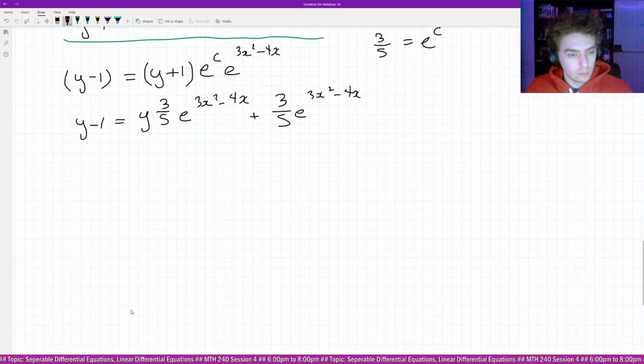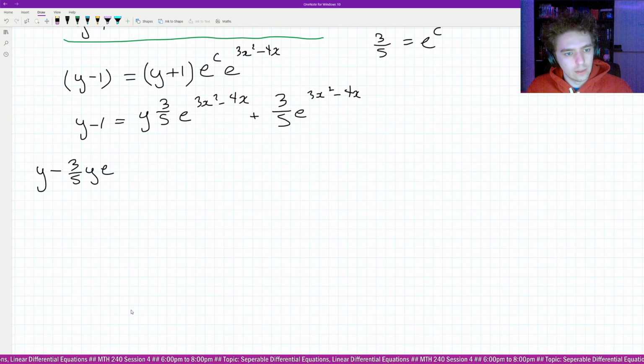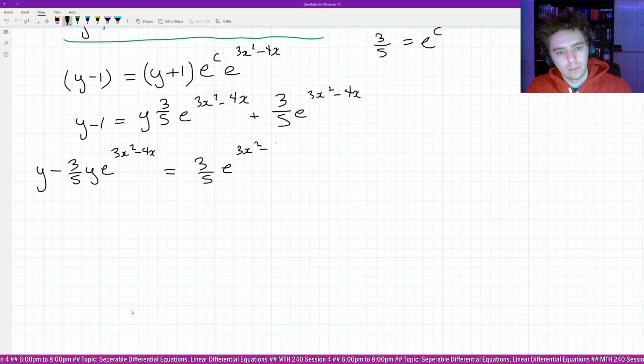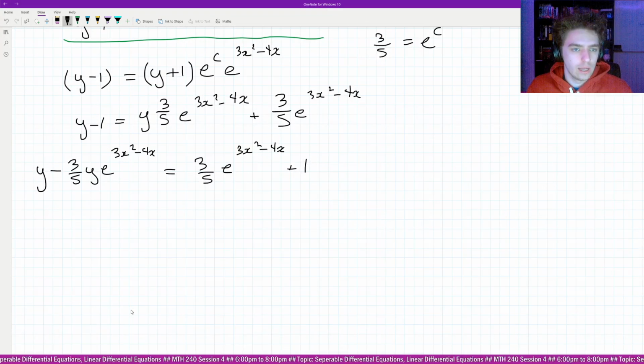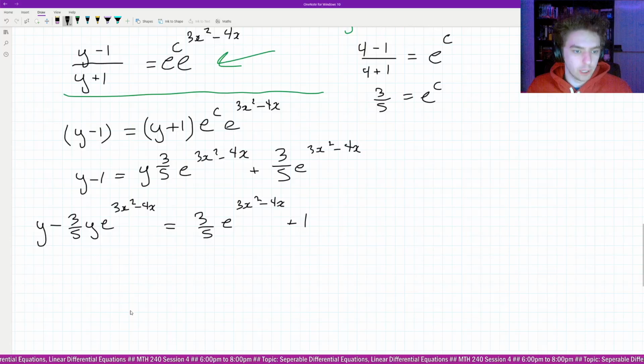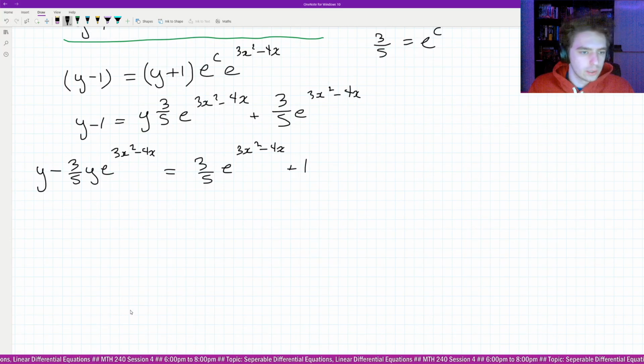I'll just move the y terms to one side. So y minus 3/5 y e to the 3x squared minus 4x equals 3/5 e to the 3x squared minus 4x plus 1. Right? So notice there's no c here anymore, right? There's no arbitrary constant, because we've put in the initial value. So it can only be one function now, and we're solving for that one function.